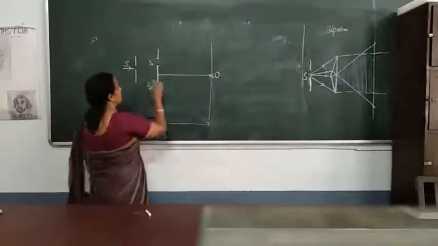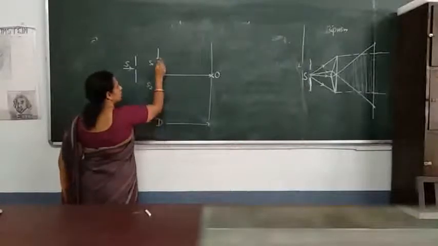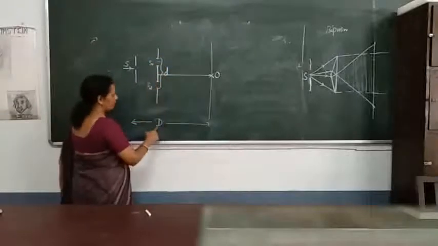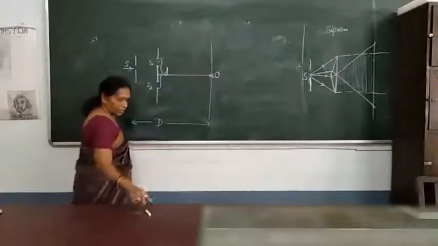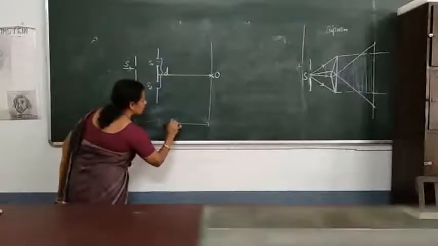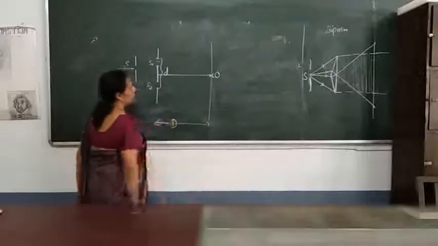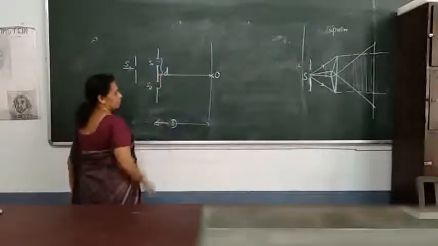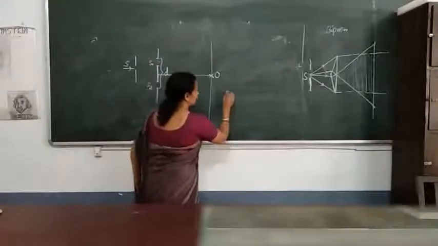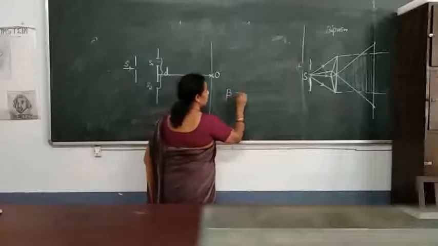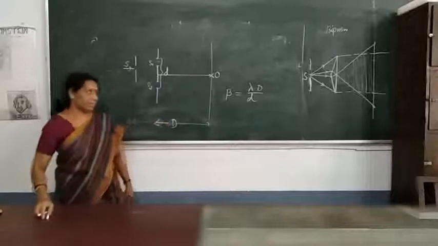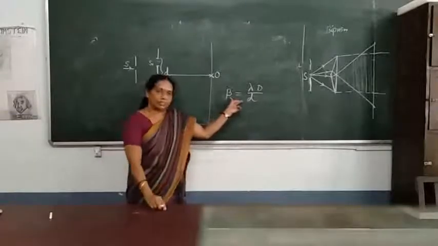Now, let small d be the separation between the two slits. Capital D is the distance between these two slits and the screen. Lambda is the wavelength of the light used to illuminate the slits S1, S2, so that the fringe width is given by the formula beta equals lambda D divided by small d. This is the expression for fringe width. The symbol beta represents fringe width.